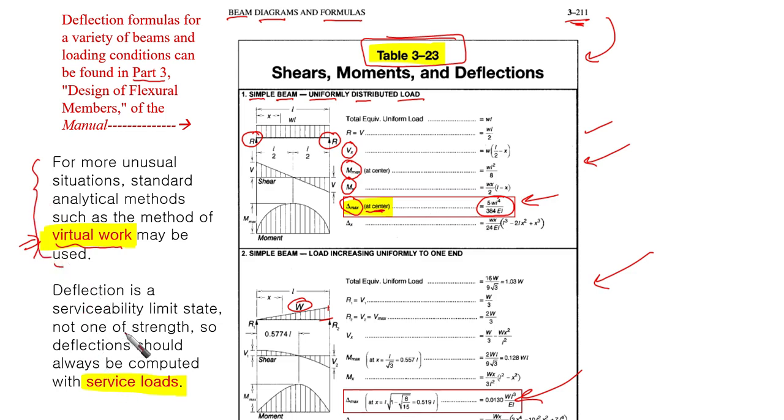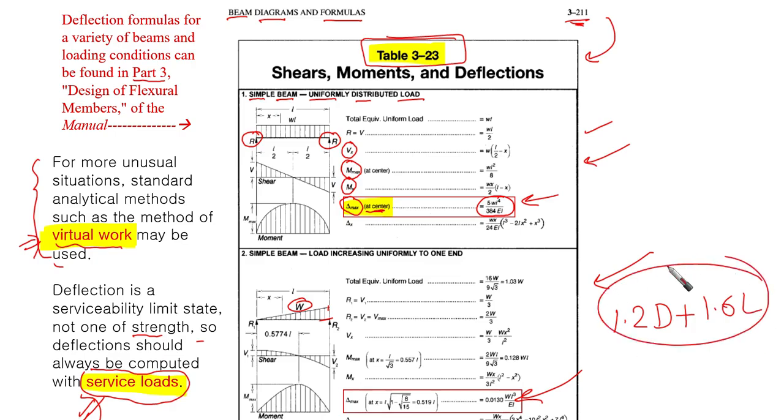Deflection is a serviceability limit state, as we said, not one of strength. So deflections should always be computed with service loads. Yes, and this is the rationale behind why we use service loads. So there is no factored load here. We're not going to use 1.2 dead plus 1.6 live for checking serviceability. This is not right. This is the design load combination, okay, that is related to strength design.